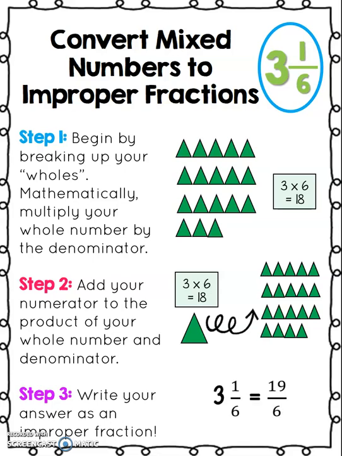Now you might have heard this strategy as rock around the clock. We take the whole number and multiply it by the denominator, and then once we get that answer, we add the numerator to it to become our improper fraction answer.